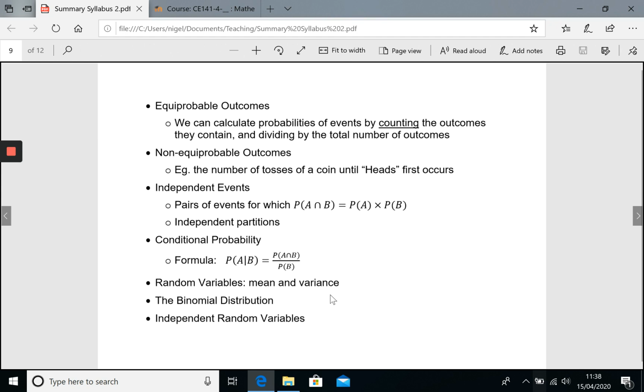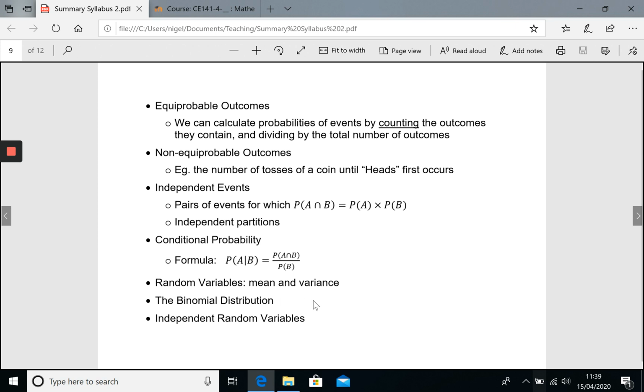I then finish off by looking at the idea of a random variable. This is just a numerical valued quantity whose value depends on the outcome of the experiment. And we looked at the definition of the so-called mean, the average value of the random variable, and variance, which is the measure of the spread of values around the mean, involving the expected value, the average value of the square of the random variable.